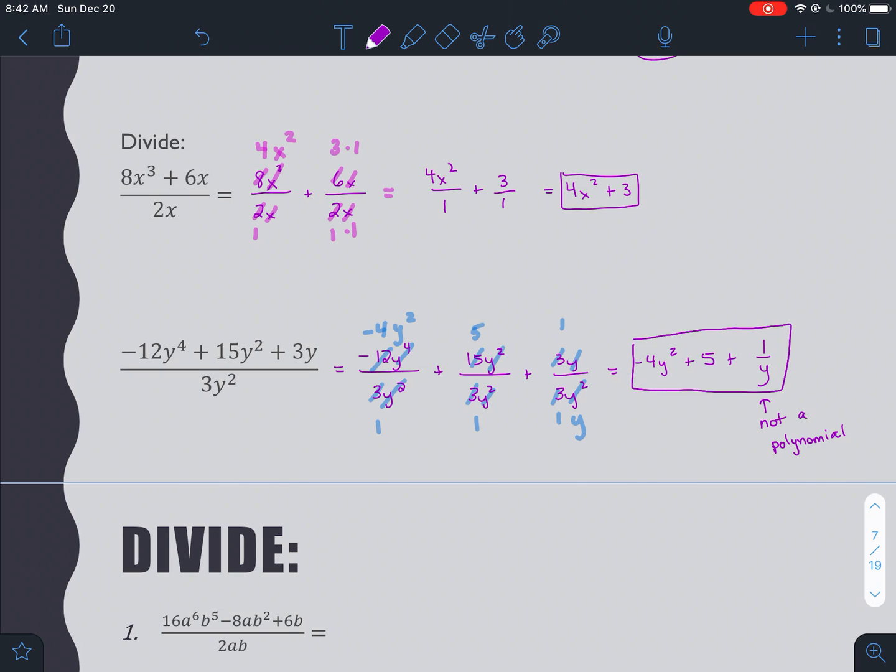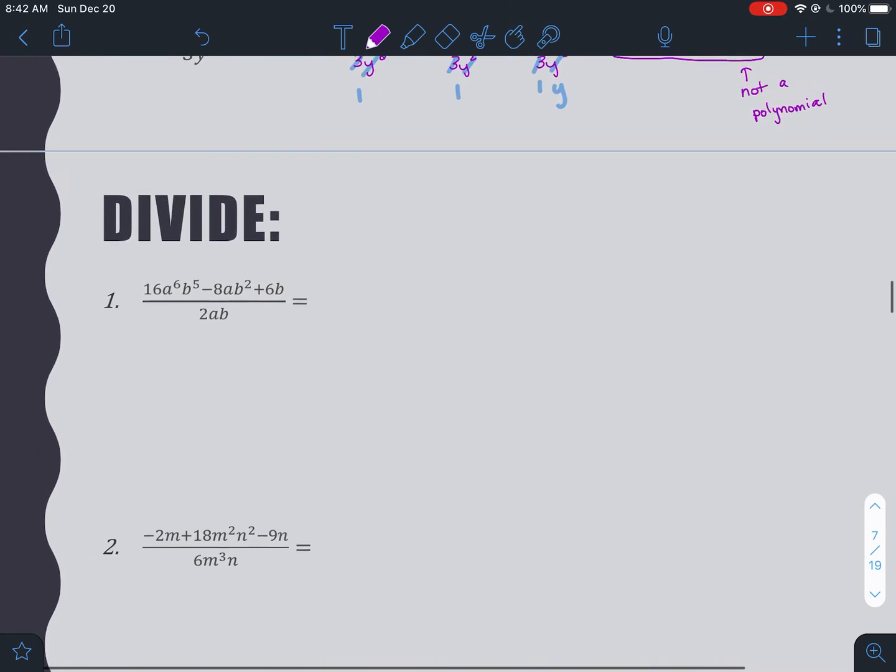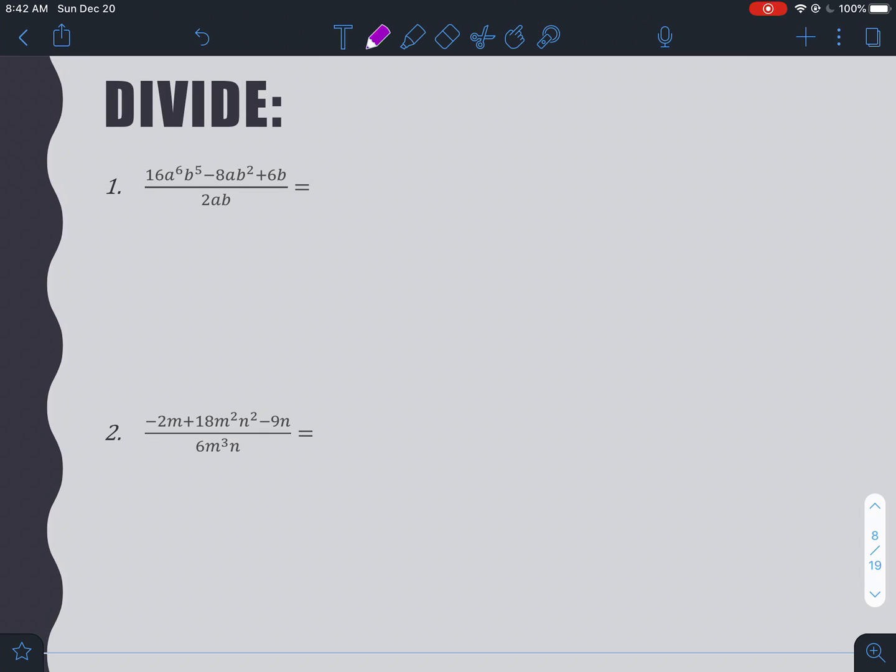Because you can't have negative exponents and you can't have variables in the denominator. So that would be my answer, but just know that that is actually not a trinomial. It does have three terms, but that last term is not a monomial because it has a variable left in the denominator. All right, so let's look at the next one.